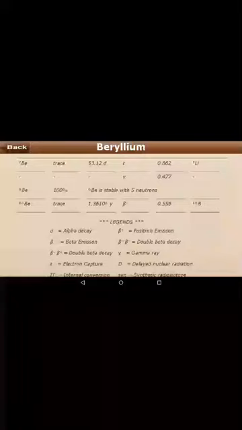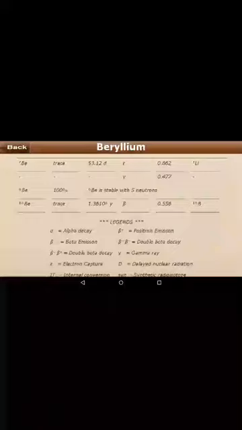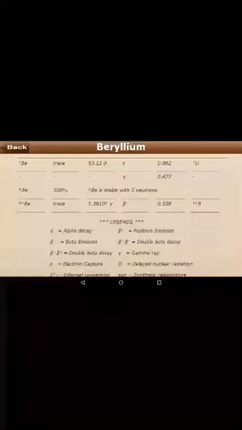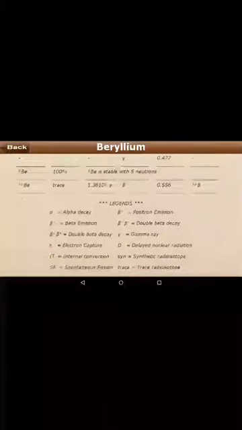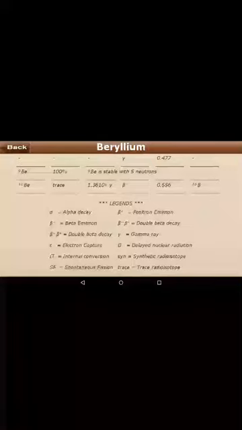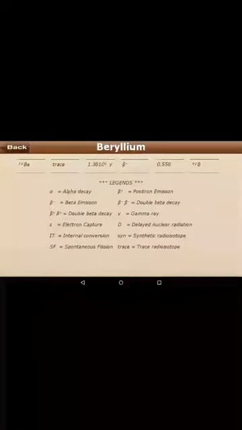Beryllium 9, that is isotope 9, has 100% abundance. That is the most abundant beryllium, and it is stable with 5 neutrons. And we have beryllium 10, which is also a trace, with a half-life of 1.36 million years and beta decay. Some of the other properties you need to learn, you have learned in my previous videos.